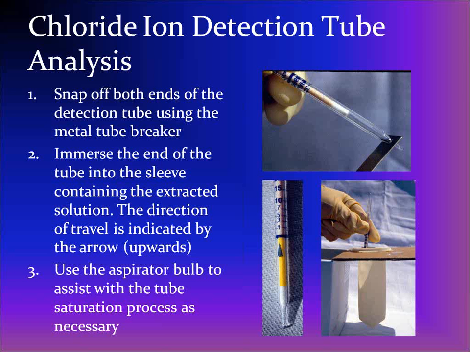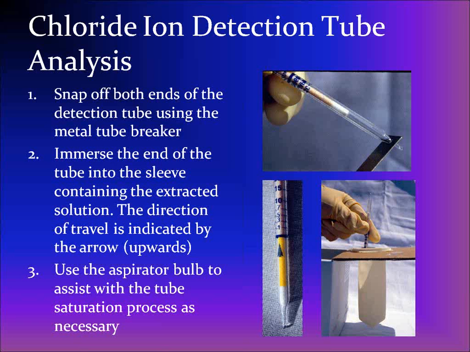Allow the tube to remain in the solution for at least 90 seconds or until the solution has wicked all the way to the top of the tube using capillary action. The cotton filaments at the top of the tube will turn from white to amber when the sample has reached the top.